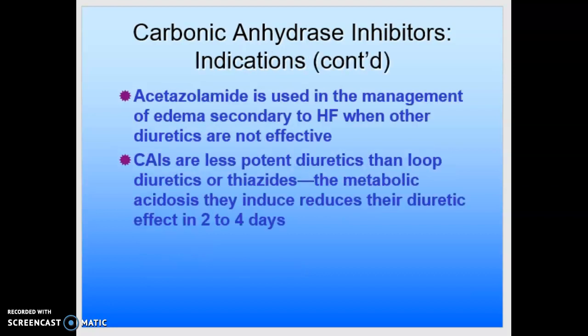You might want to put a little star on your concept map beside acetazolamide because it is also used in the management of edema secondary to heart failure when other diuretics are not effective. The carbonic anhydrase inhibitors are actually less potent diuretics than the loop diuretics or the thiazides. The metabolic acidosis that they can induce reduces their diuretic effect in about 2 to 4 days.